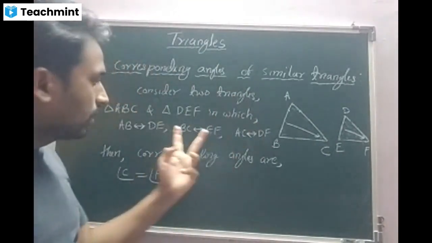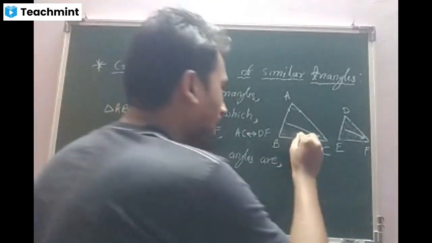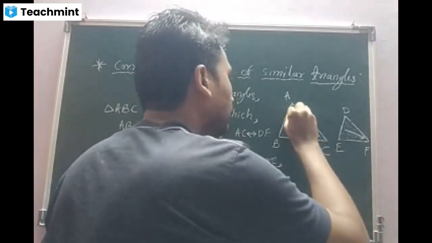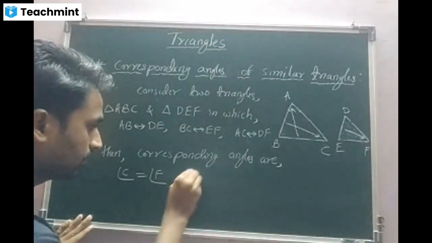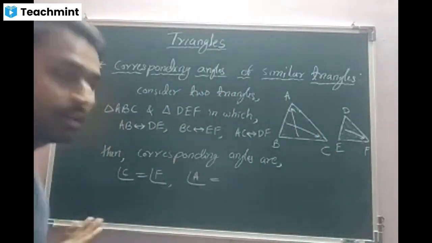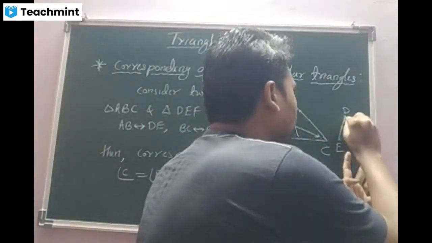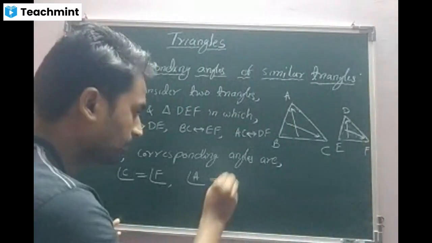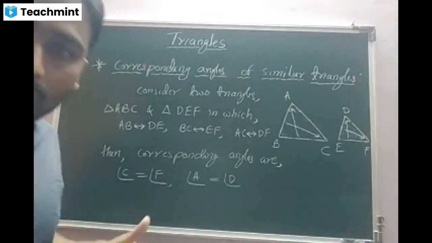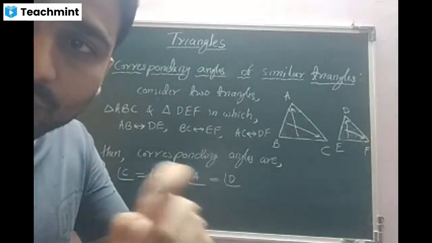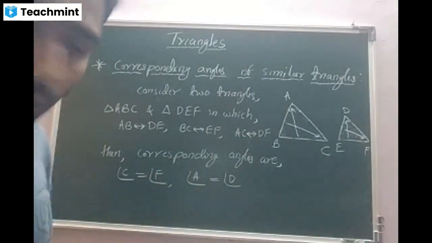Okay, next one. BC with EF. What is the opposite angle to BC? Angle A. This should be corresponding to the angle opposite EF, angle D. You can make yourself mute if there is a disturbance in the surrounding. Okay, next.